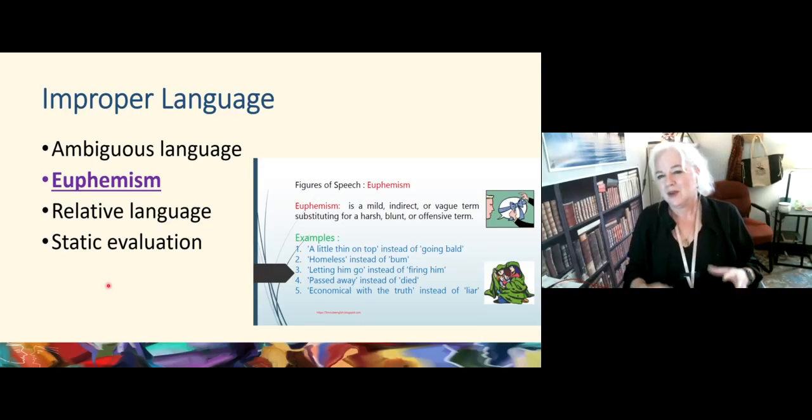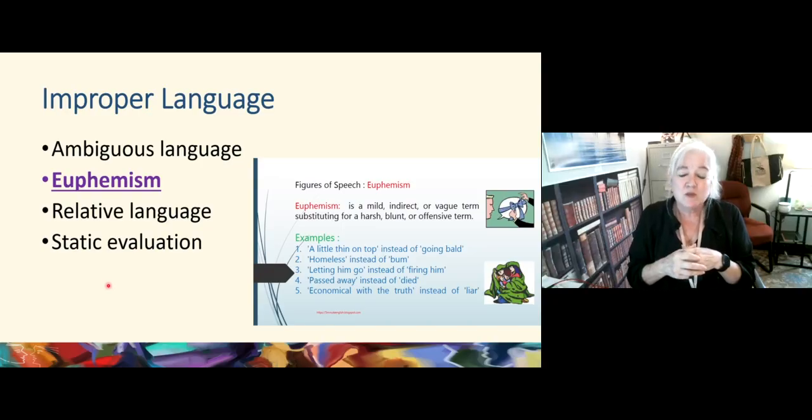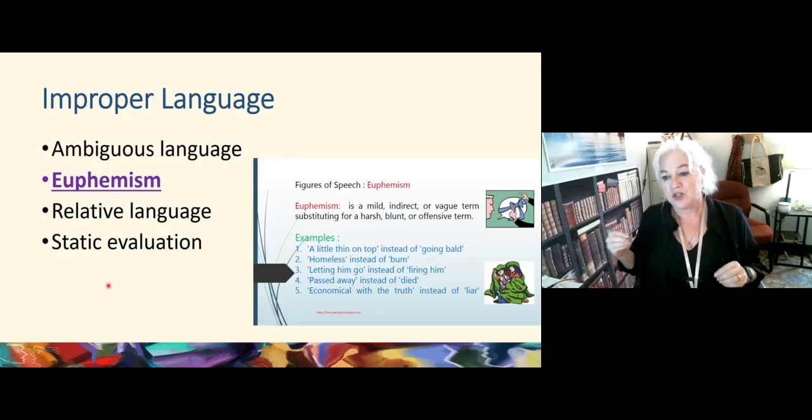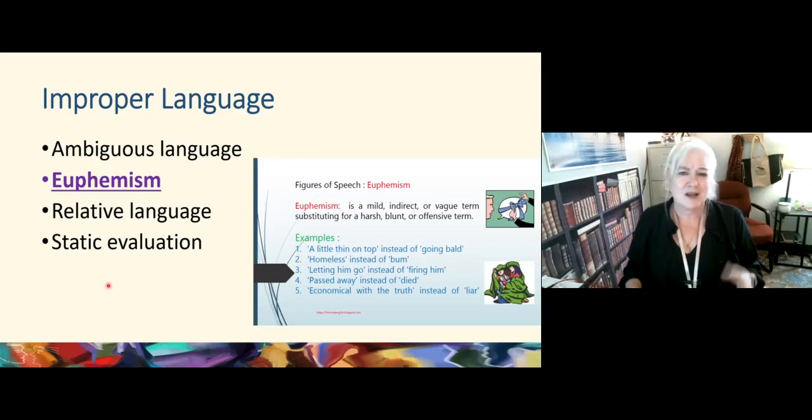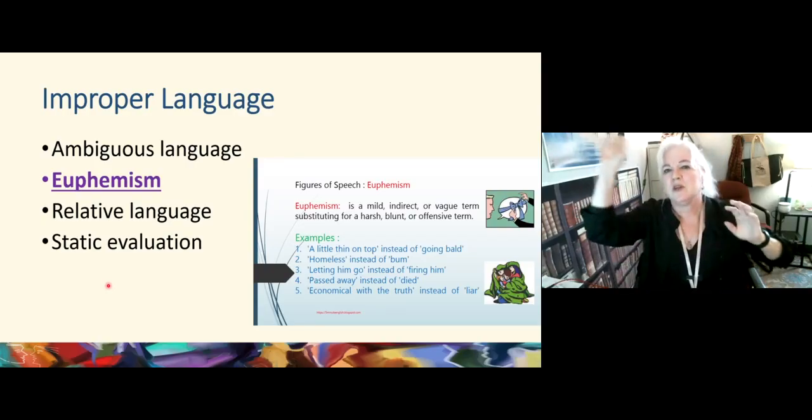Relative language is language that gains understanding only by comparing it to something else. When people try to compare two things, relative language, sometimes it works, sometimes it's inappropriate and it's improper. And then static evaluations. Static evaluations indicate that people and things don't change over time. My notes say that they do change over time, but they don't. A static evaluation means this is the way you are and this is the way you will be forever.